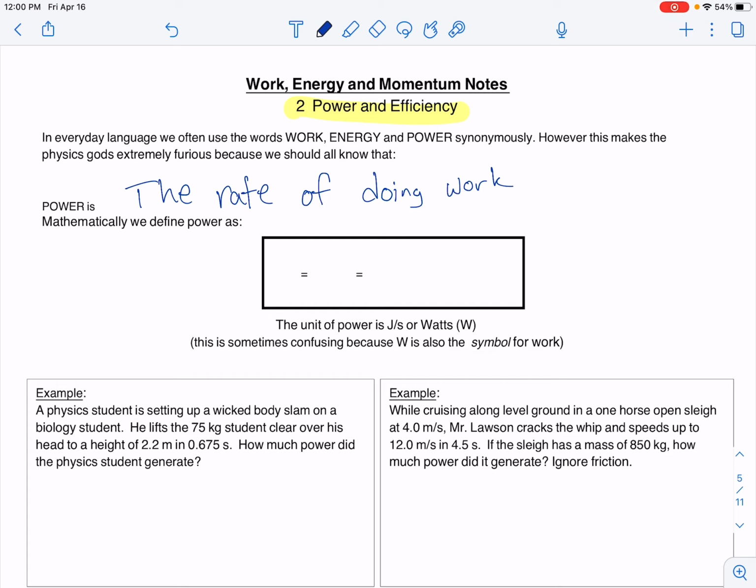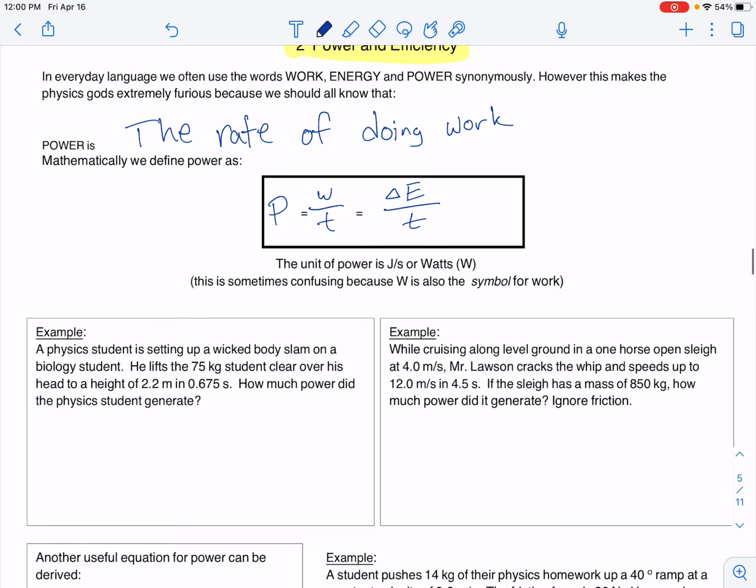And in order to calculate the power that you are using in going up the stairs, we use this formula of power equals work divided by time, which we could also define as the change in energy divided by time. And our units that we're typically going to use for power is watts.